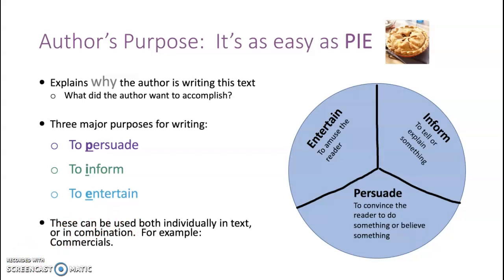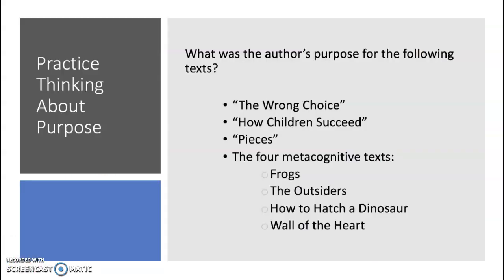All right, the other thing that I want to talk to you about, oh, I forgot. We're going to do a little bit of practicing right now. So on a piece of paper, stop the video right now, and I have some texts written right here. The Wrong Choice, How Children Succeed pieces, and then those four metacognitive texts: Frogs, Outsiders, How to Hatch a Dinosaur, and The Wall of the Heart. Try and figure out what the author's purpose was for all of those texts and just jot it down. You're going to need it for the practice part, so make sure you jot them down, okay? So just stop the video and do that now.